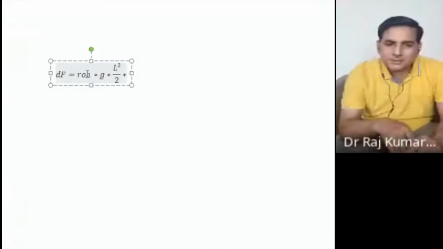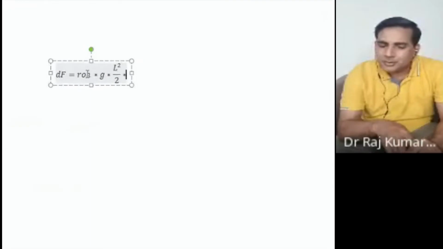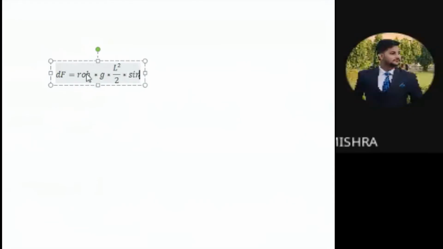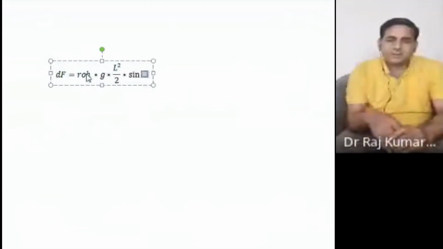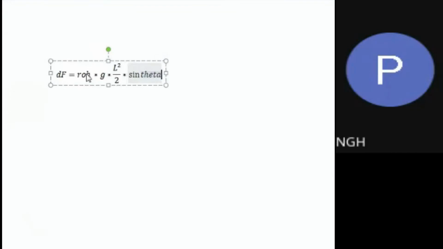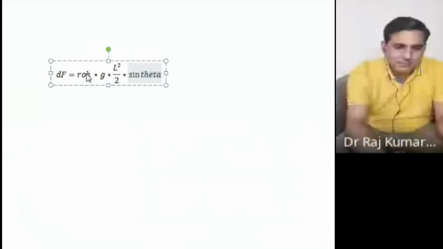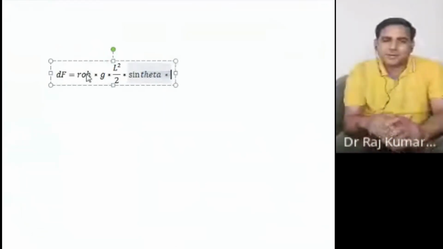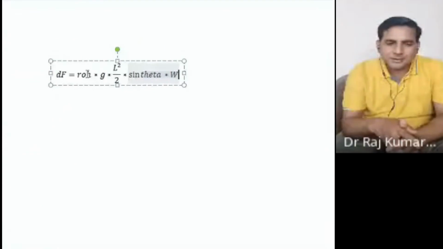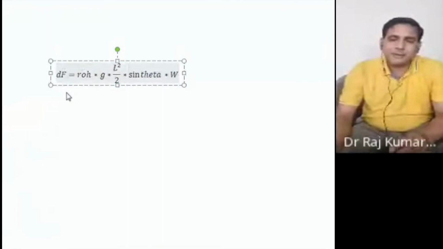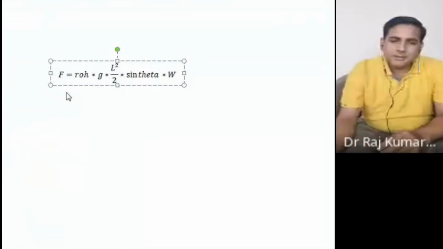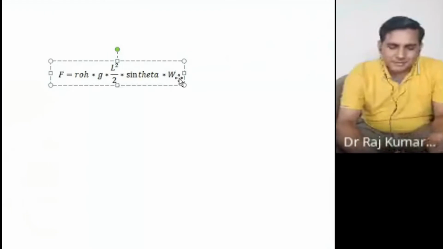And what else did you get? Into sin theta. Into W, the width of the wall, right? That's what you got in the last class. Fine. Here F was there, D was also not there, right? After integration. After that, can it be rewritten?